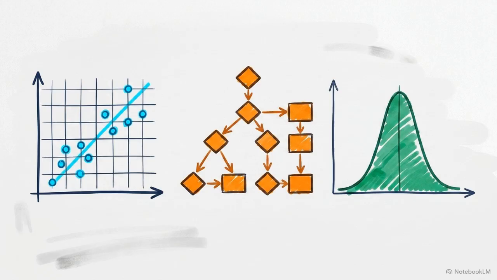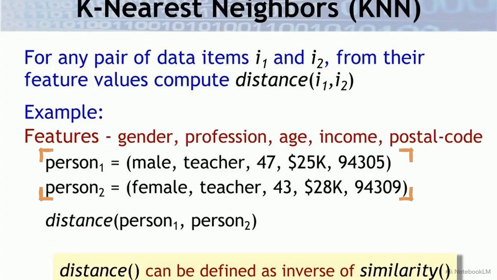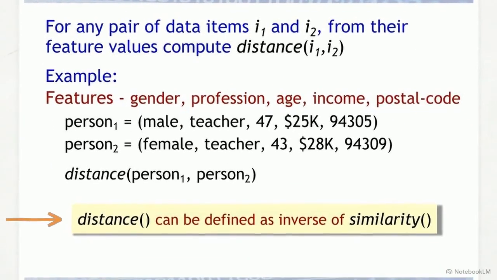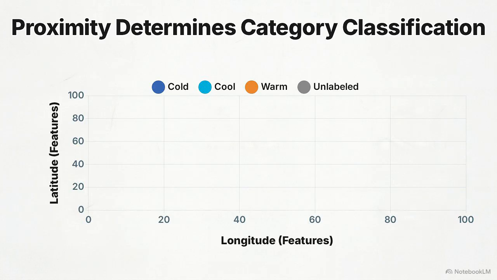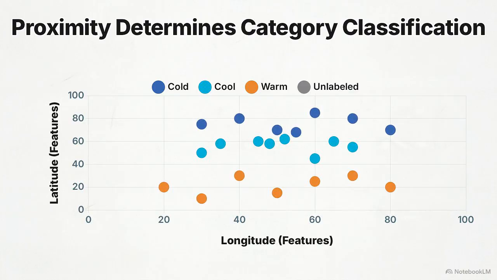The first framework is spatial proximity, used by the k-nearest neighbors, or KNN, algorithm. Look at how KNN defines its core mechanism. It treats feature values as coordinates and defines similarity as the physical distance between those points. We can plot a dataset, like city temperatures, onto a coordinate plane. Here, cities labeled cool, warm, or cold are placed according to their latitude and longitude. When we introduce a new, unlabeled city, the algorithm uses the Euclidean distance formula to calculate the exact gap between the new point and the existing data.